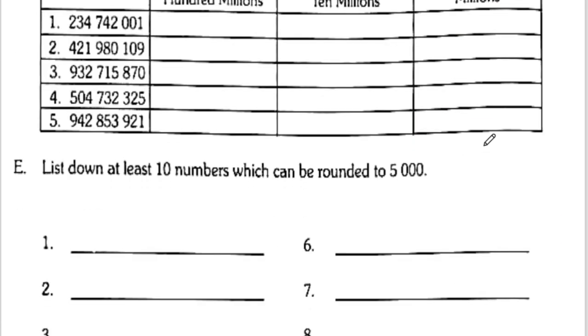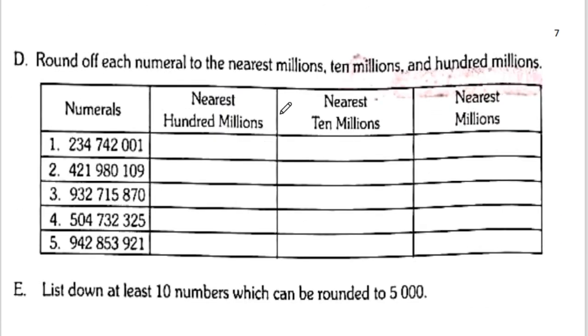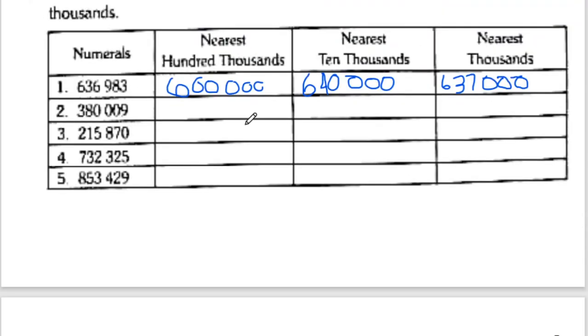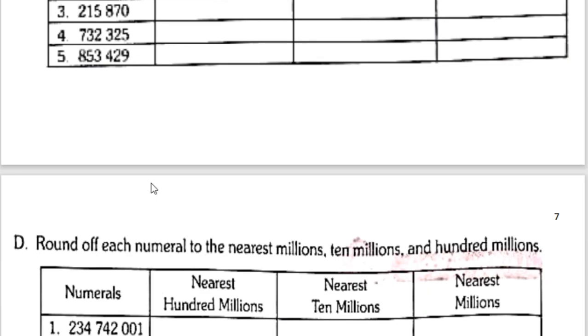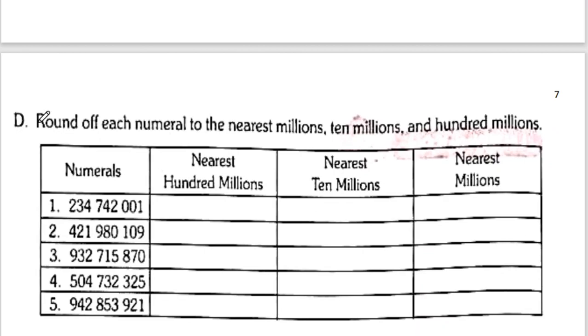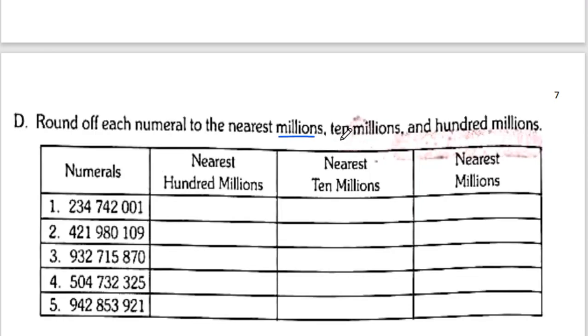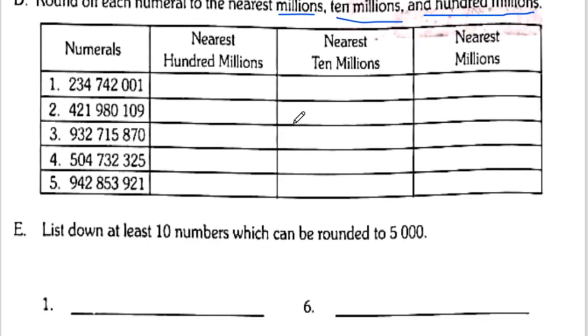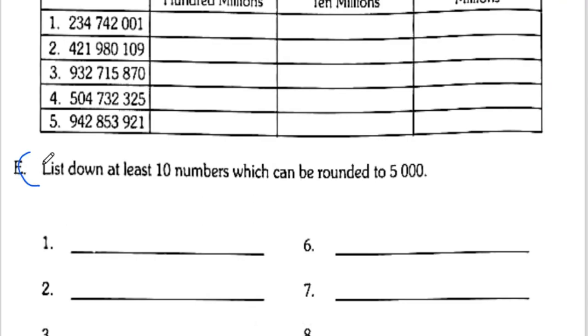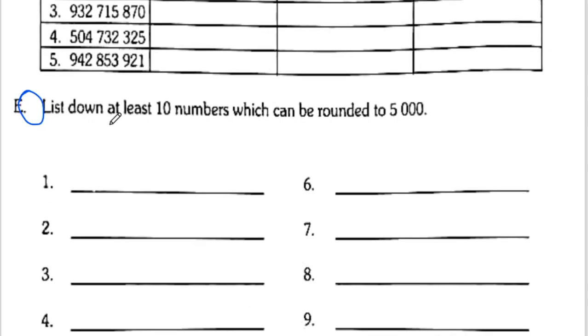Next, let's proceed to the next page of our module. The same thing that you're going to do for activity D is to round off each numeral to the nearest millions, 10 millions, and 100 millions. Next is activity E. We are just going to list down at least 10 numbers which can be rounded to 5,000.